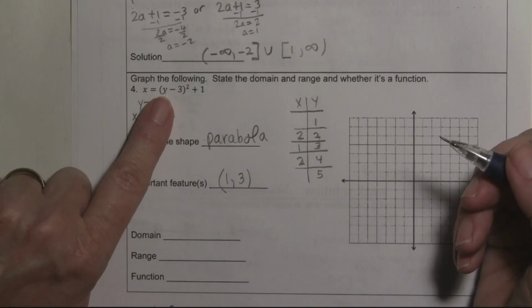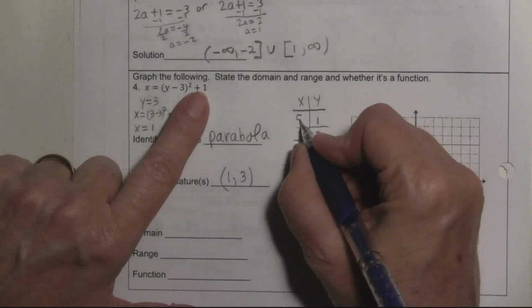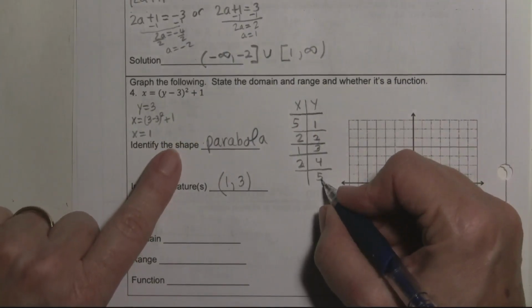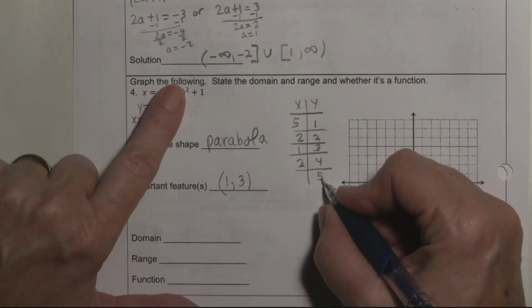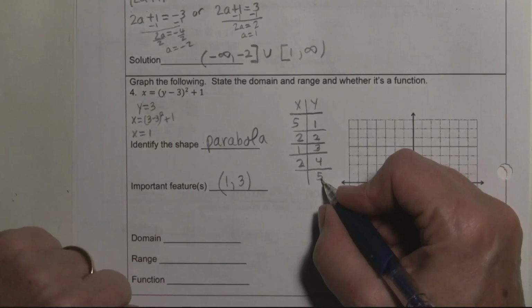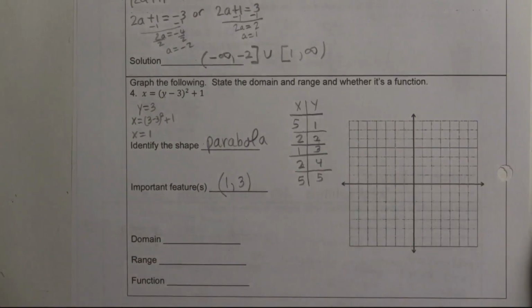When I take away 3, I get negative 2. When I square it, I get 4. And I add 1, I get 5. And here I'm going to get 5 as well. 5 minus 3 is 2. 2 squared is 4. Plus 1 is 5. So yeah, and you can use a calculator.